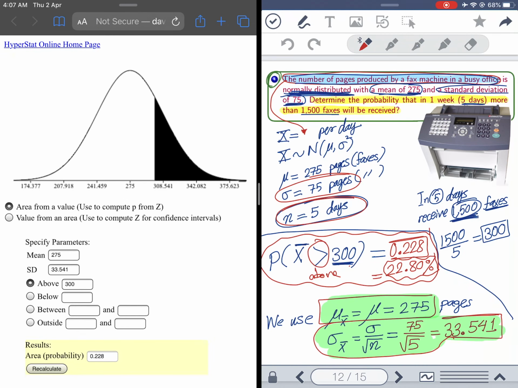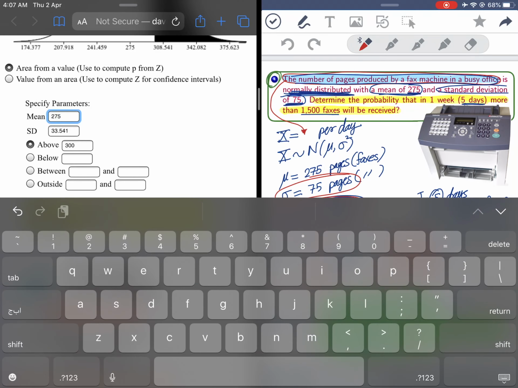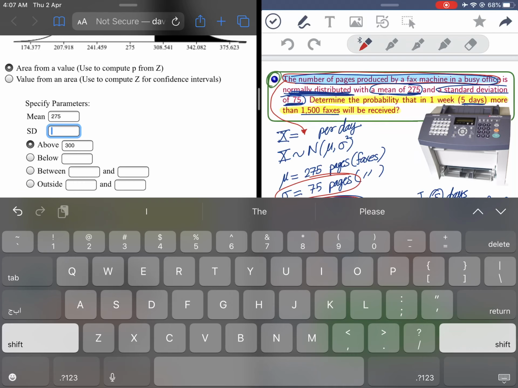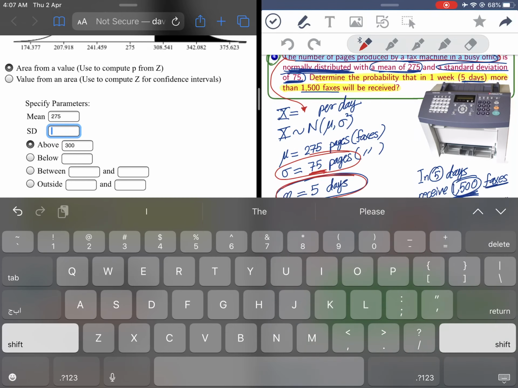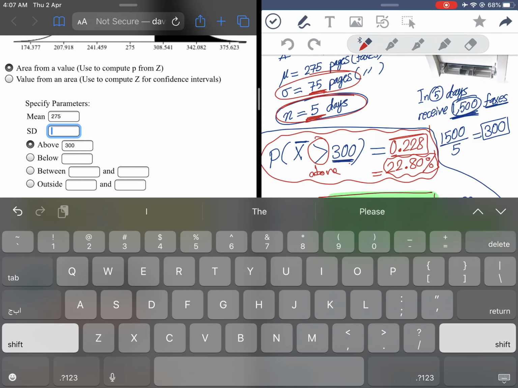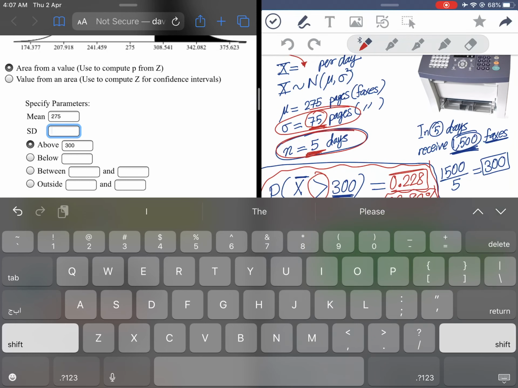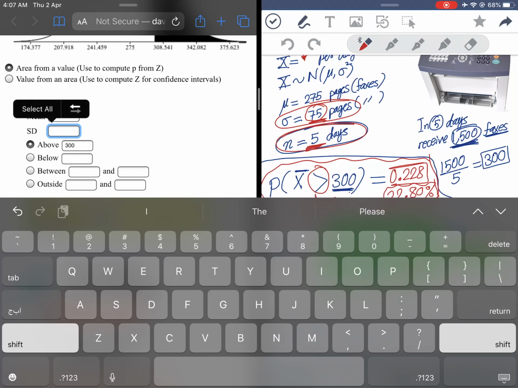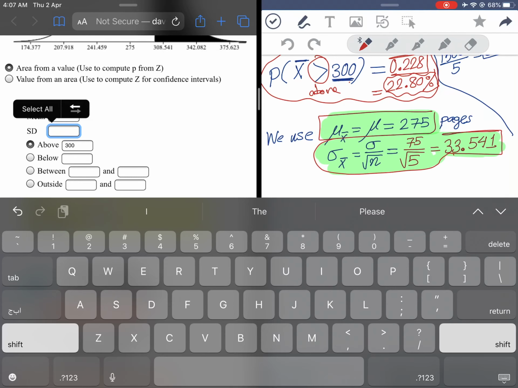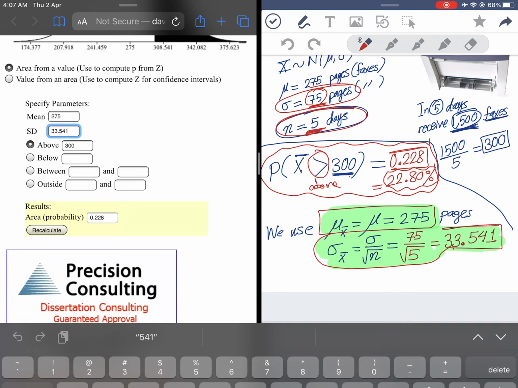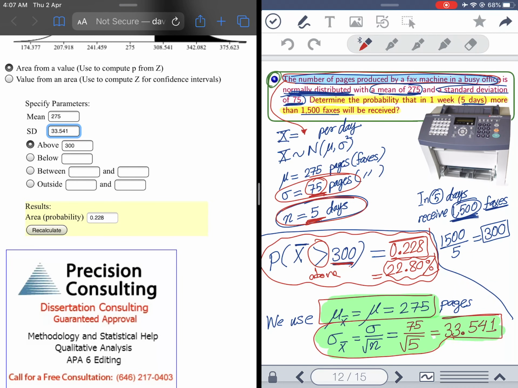And look at the graph here. I just want to make you understand something. If you remember the lecture that was just on normal distribution before we did sampling distribution of sample means, we only need the mean and standard deviation, and then we know above, below, between. That's all fine. The only difference with the sampling distribution of sample means is just that the standard deviation changes. The standard deviation in this question was 75 pages. You cannot put it there because you have a sample of 5 days. So you just have to divide the standard deviation by the square root of n, and then you put it here. And if you remember, it was 33.541. And then the question is above 300. And I explained why it's above 300.